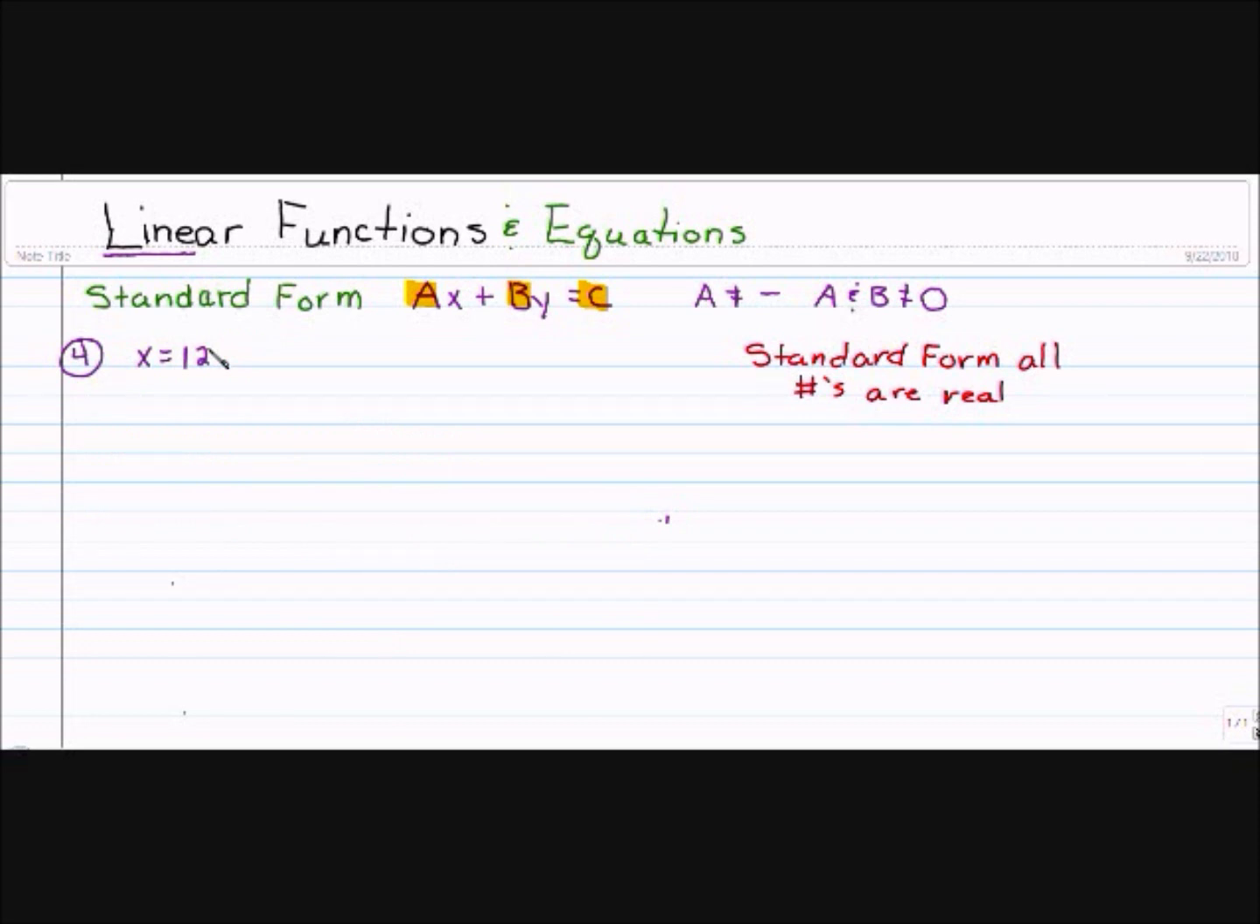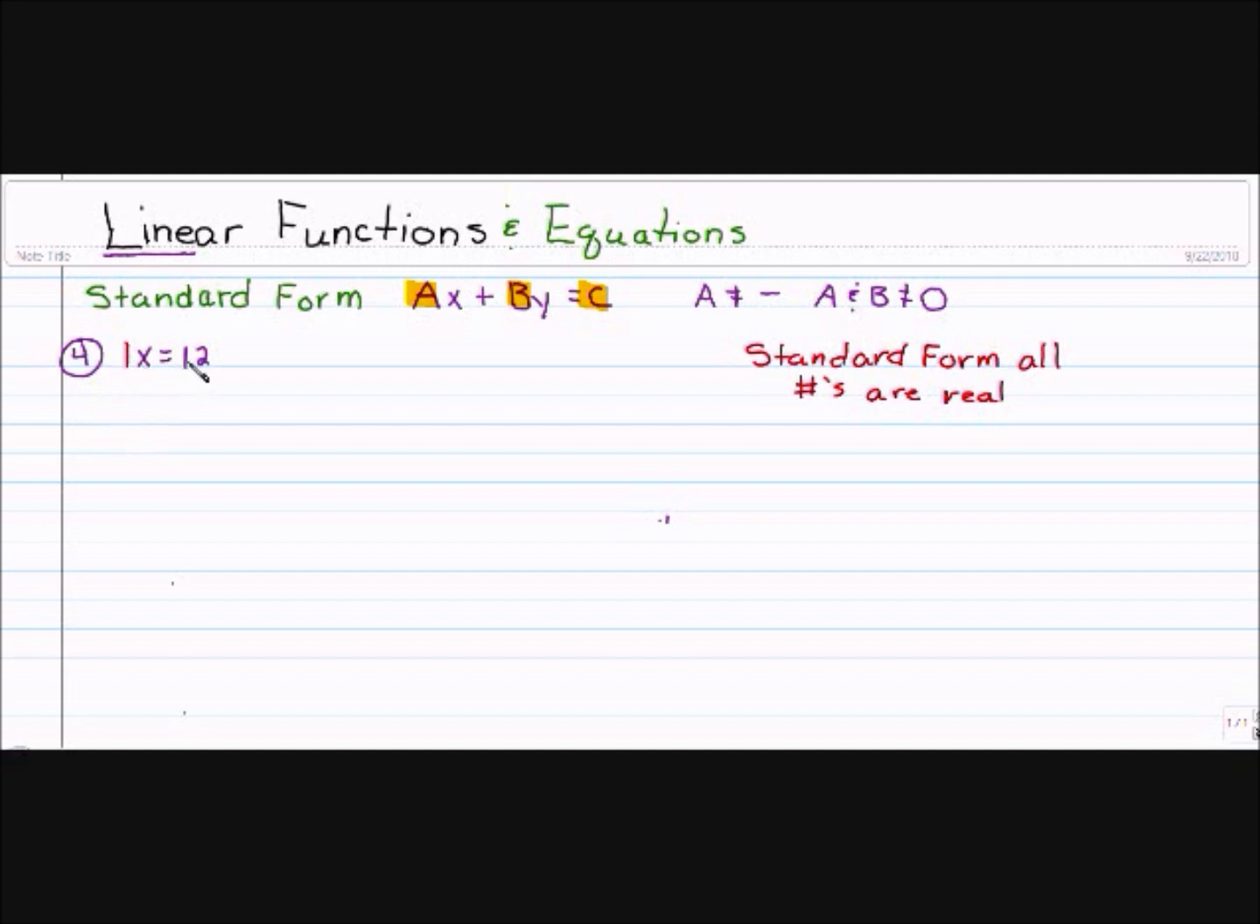Let's go on to example number 4. Here's a difficult one. It looks difficult because it doesn't have your x, y, and c, or your ax plus by equals c, but this is linear. And let me explain why it's linear. If you remember, the x has a 1 in front of it.